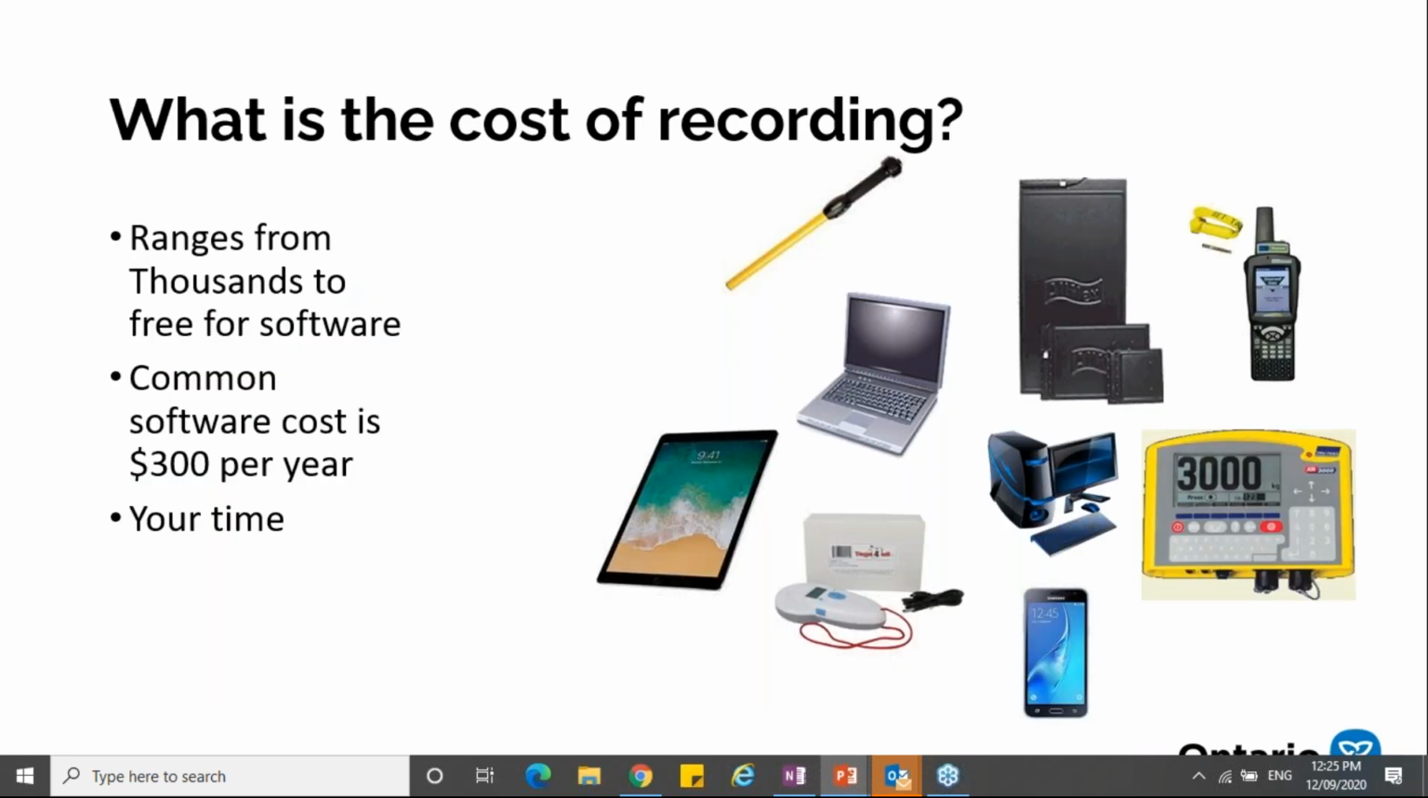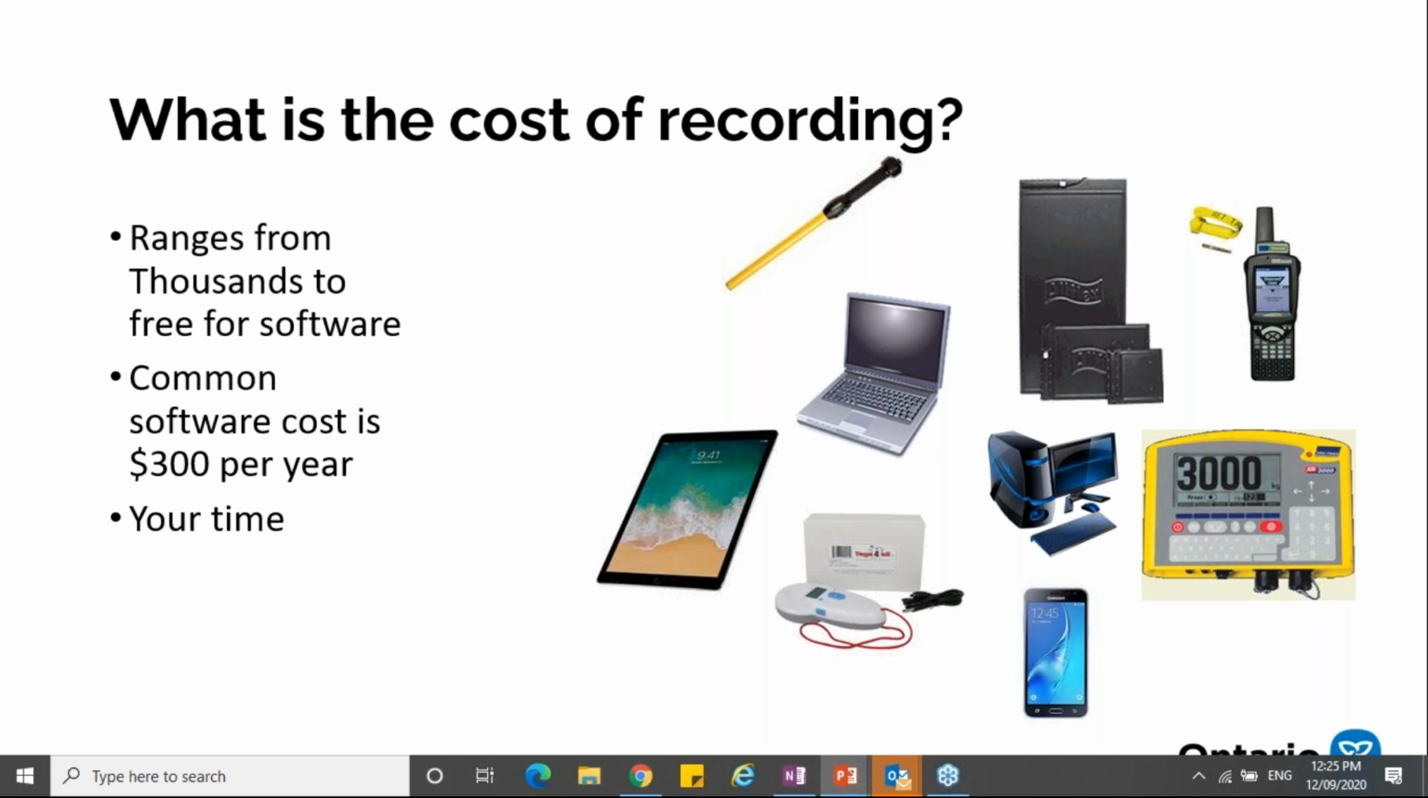That gives us an idea of what we think we want to know. But what about the cost of recording? Lots of times when we start talking about records, people say, I don't have time, or it costs too much. So what are we actually talking about? It can range from thousands of dollars, by the time you get all kinds of pieces of equipment and software and make it all work together. But you can also get good software solutions for about $300 per year. And then there's your time.